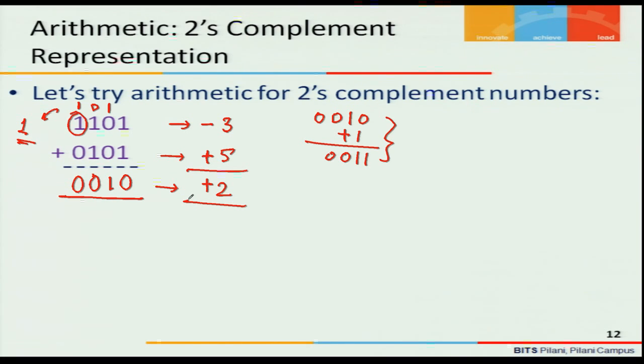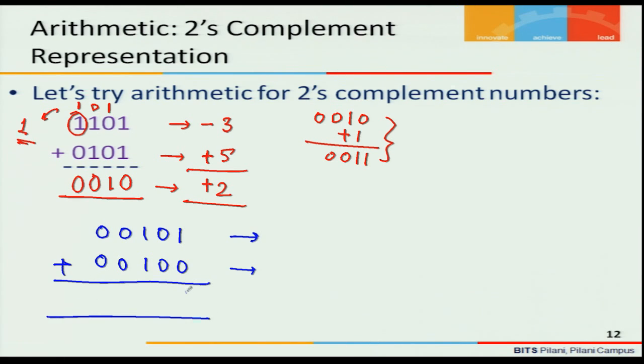Let's take one more example to verify this result. Let's take two 5-bit numbers. One 5-bit number I am taking is 00101, and I am taking both as positive numbers this time. Another 5-bit number I am taking is 00100, and we do the addition operation. 1 plus 0 is 1 and carry is 0; 0 plus 0 is 0, and carry is 0; 1 plus 1 sum is 0 and carry is 1; and 1 plus 0 is 1, and this final bit is 0.